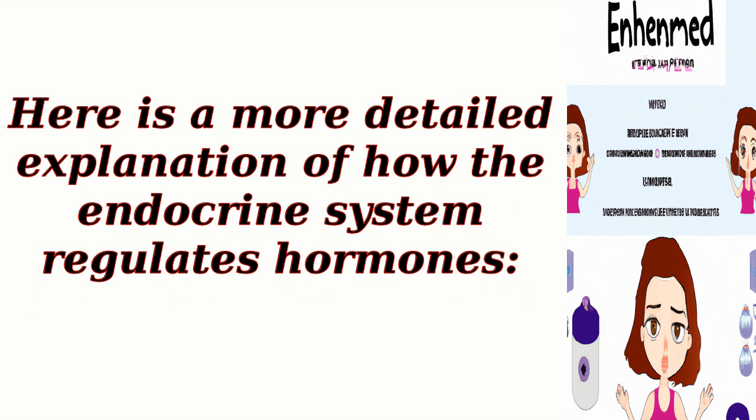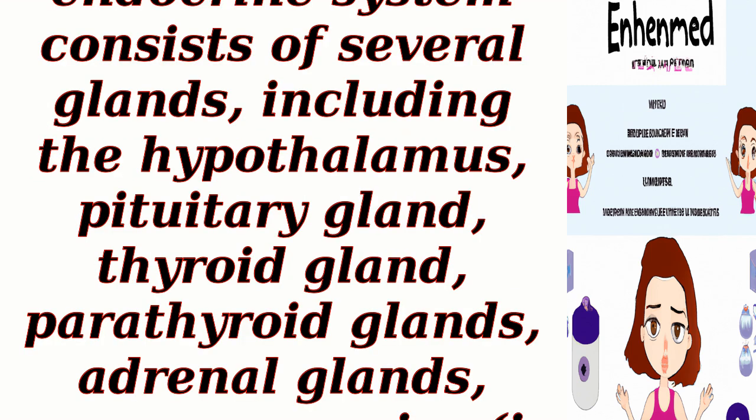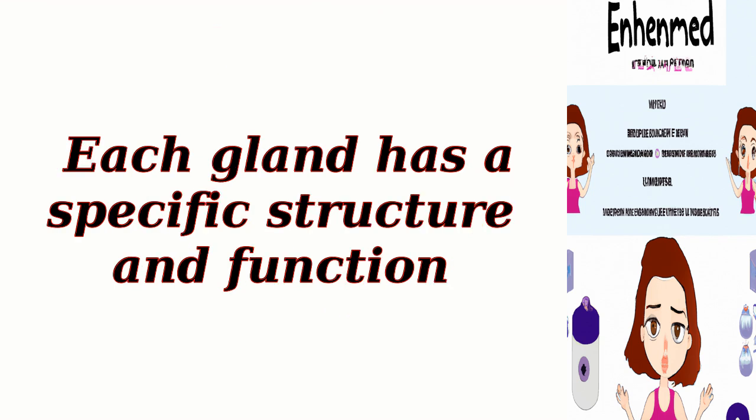Here is a more detailed explanation of how the endocrine system regulates hormones. Glandular structure: the endocrine system consists of several glands, including the hypothalamus, pituitary gland, thyroid gland, parathyroid glands, adrenal glands, pancreas, ovaries in females, and testes in males. Each gland has a specific structure and function.